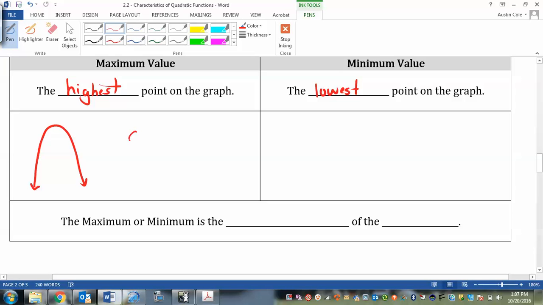Okay, so our A value has to be negative if we're going to have a maximum. This is the point that we're talking about. What's the highest point on the graph? If we're going to have a lowest point on the graph, our A value has to be positive.